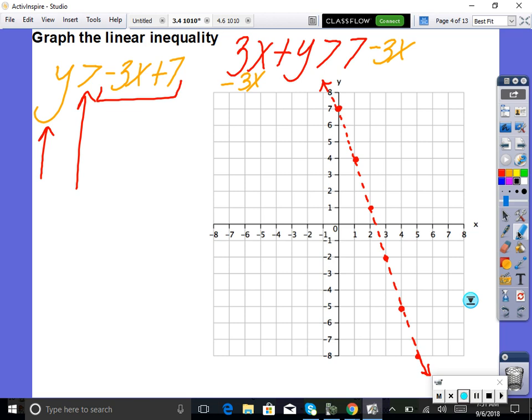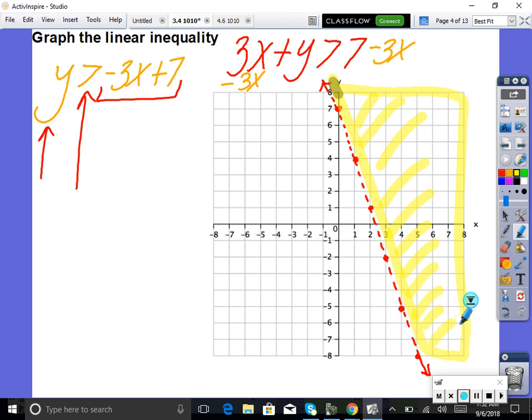So what's above the line? Isn't this below it? Well, then this must be above it. So all of these, let's do yellow, all of these are solutions. Everything that falls in this shaded region. I'm not going to fill it in, but you guys get the picture.